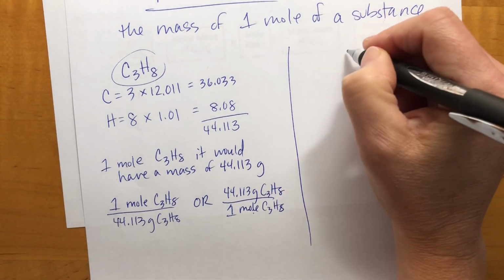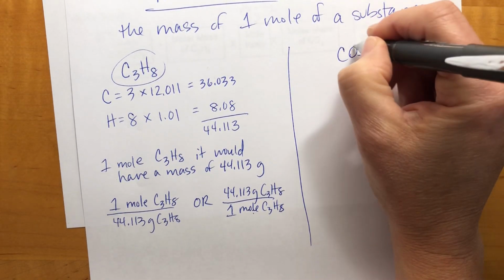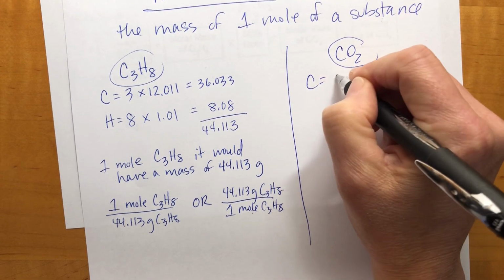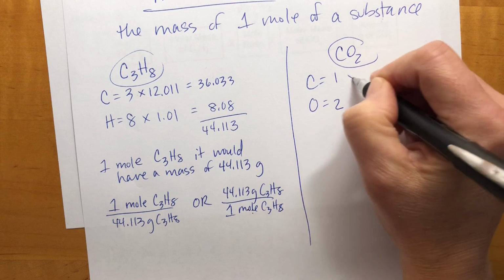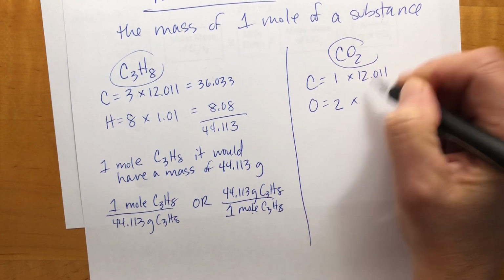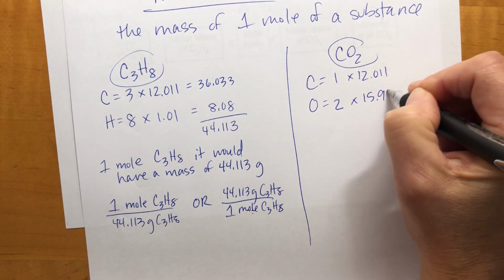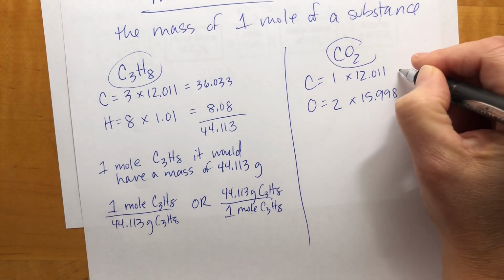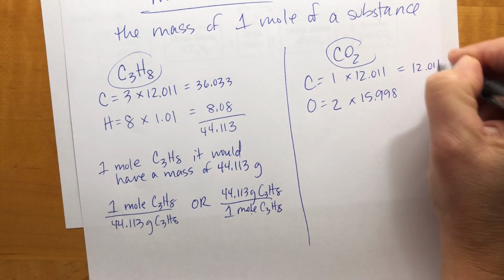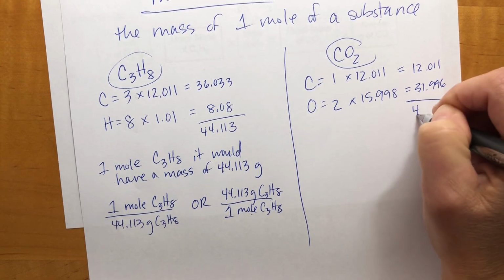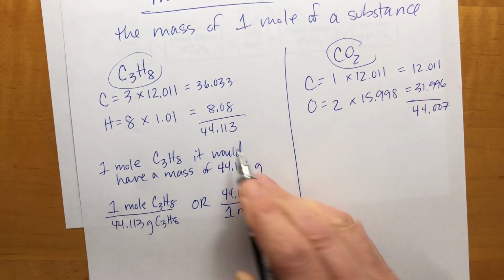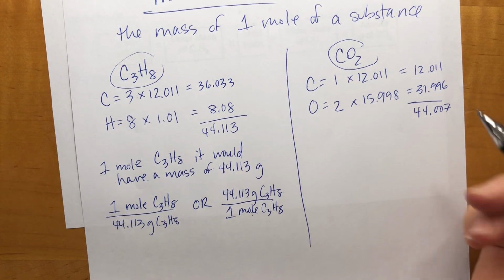Let's do carbon dioxide real quick. Carbon dioxide, there's only 1 carbon in carbon dioxide. There's 2 oxygens. Remember, carbon weighs 12.011. Oxygen weighs 15.99. We could say 16. So this is 12.011, plus 31.996, which is 44.007. Look how similar these 2 numbers are. That's just random.